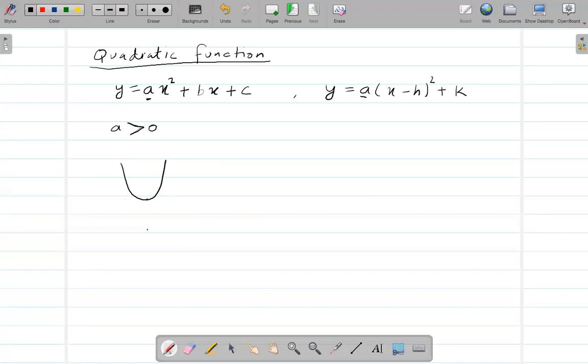This minimum point we call the vertex. So our vertex is always a minimum if a is greater than 0. If a is less than 0, then the graph is going to be something like this. Of course, it's again a parabola. Now we're going to get a maximum vertex, or the vertex is a maximum. So always this minimum or maximum point is our vertex.